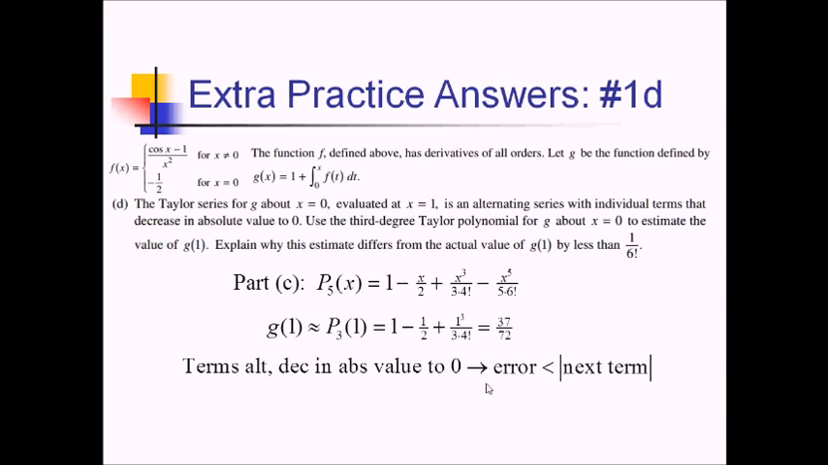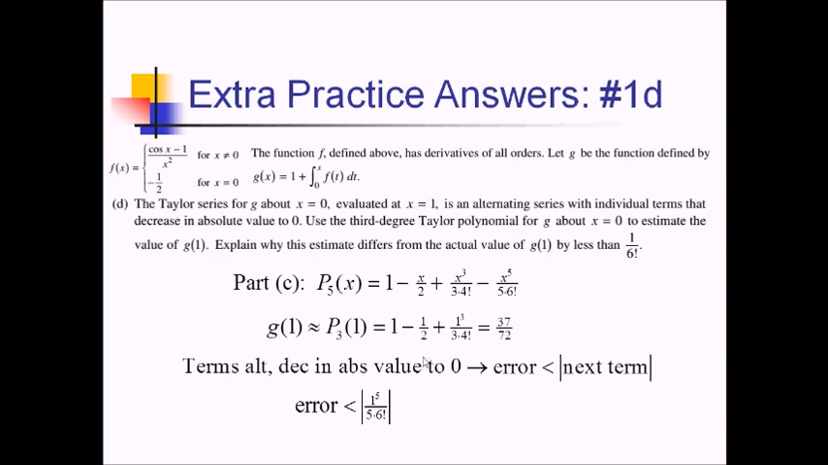So basically, we can just say error is less than the absolute value of whatever the next term of this series is with 1 plugged into it. Well, that's just going to be error less than absolute value of 1 to the 5th over 5 times 6 factorial, which, I mean, simplifying 6 factorial is kind of a pain, but the good news is we don't have to.